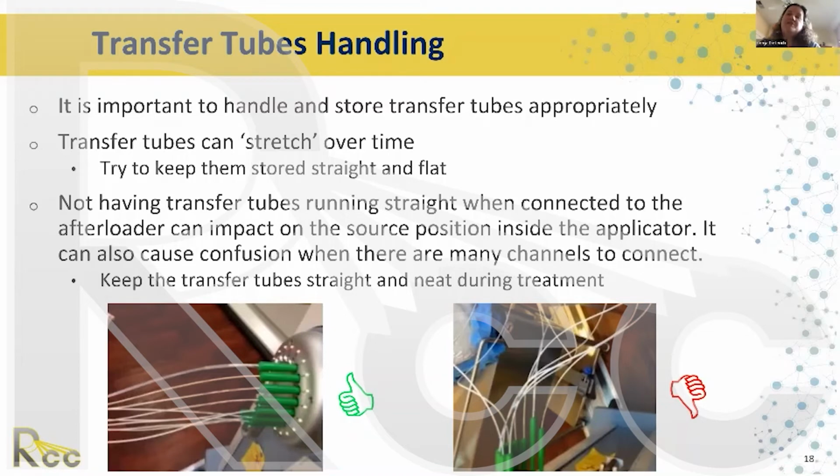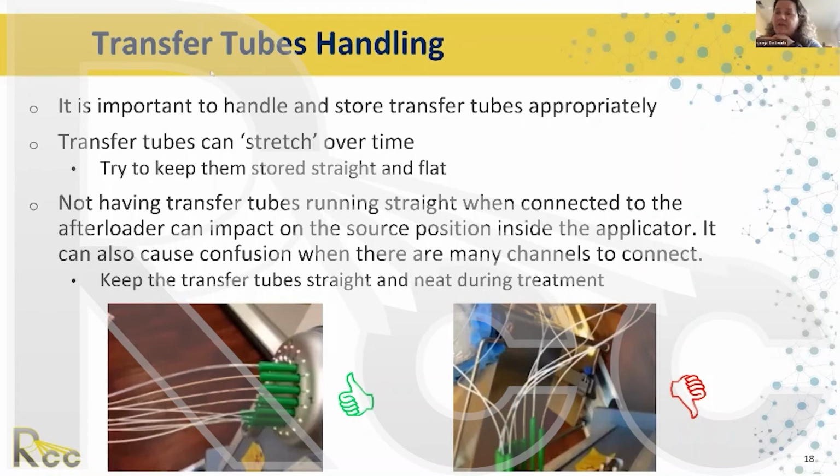As I also just mentioned, you should try to run your transfer tube straight and not too much of a mess. So on the left side, you see a picture of very well connected transfer tubes. They run straight into the applicator. There's just minimal bend in there, and they don't cross over too much. On the right side, the transfer tubes look like my yarn after my cat gets into string.